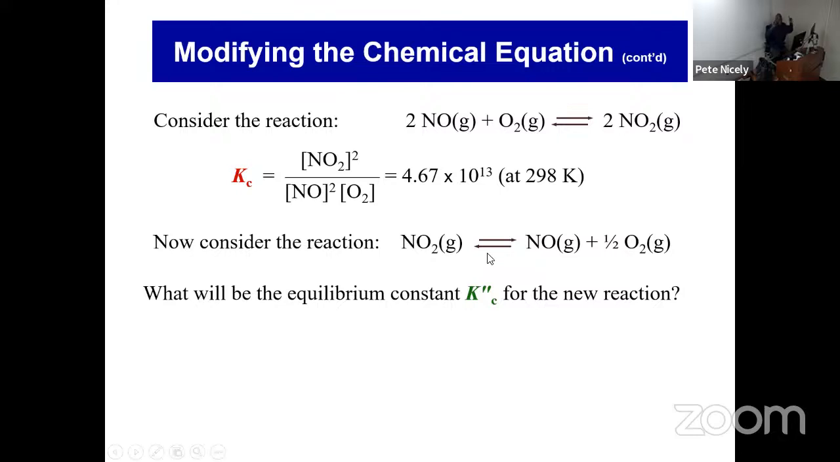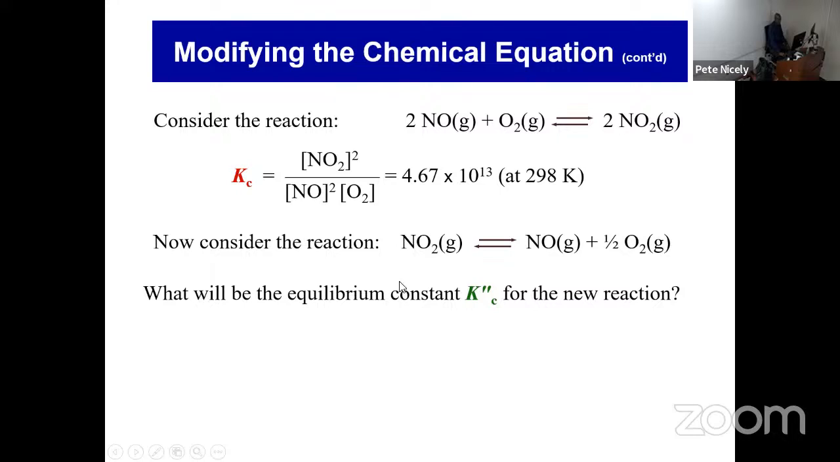Oh, that's one difference, but there's another difference. And it's the reverse reaction. Exactly, the equation is flipped, right? So we have done two things in order to get from the initial equation to the second equation. We divide all the coefficients by 2 and we flip the equation. So how does that affect the new Kc value for this equation here? We're going to call it Kc double prime, right?